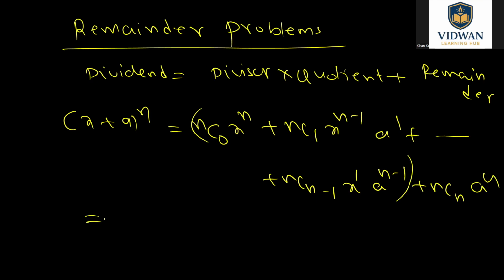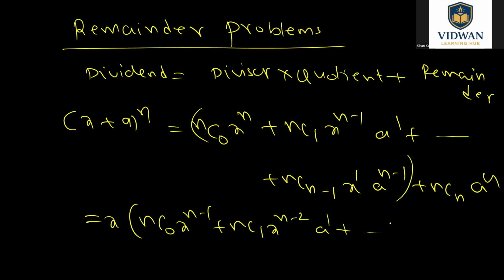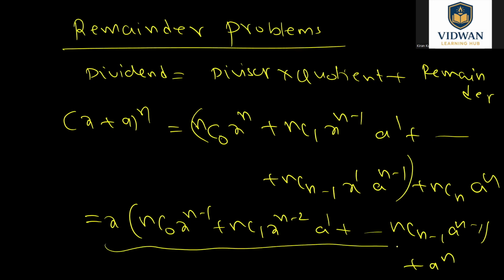So if you take x common, I can write this as nC0 x^(n-1), then nC1 x^(n-2) into a^1, and so on, up to the last one, nC(n-1) a^(n-1), because x is already taken common. And this last term is nCn, which is 1, a^n will remain. So except the a^n term, all the other terms are x into something. So we can just write this as x into some lambda: lambda x plus a^n.